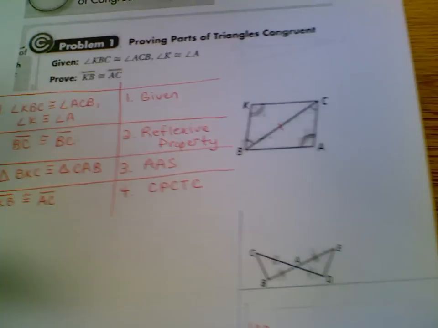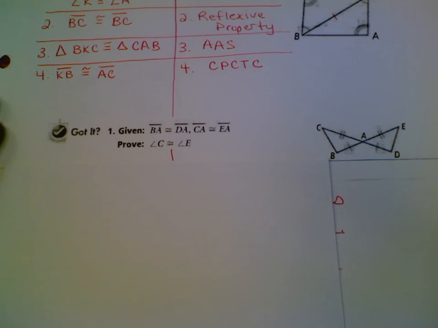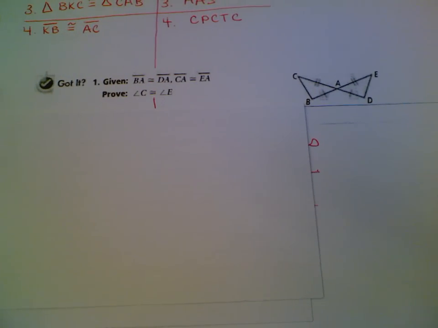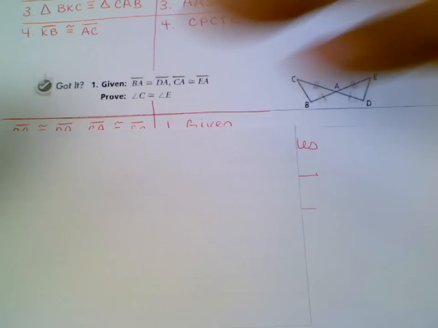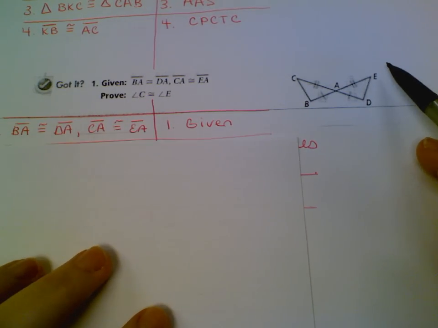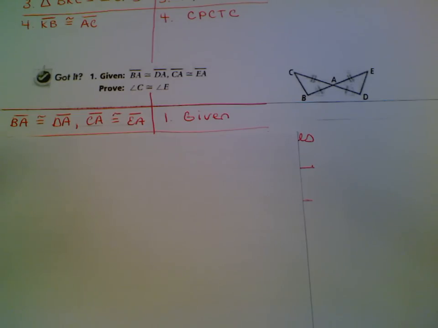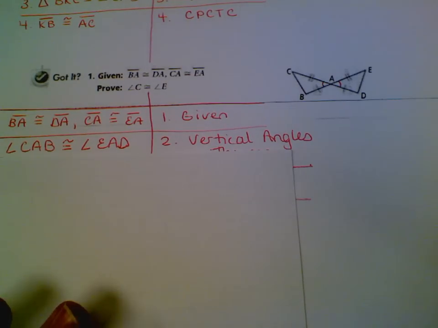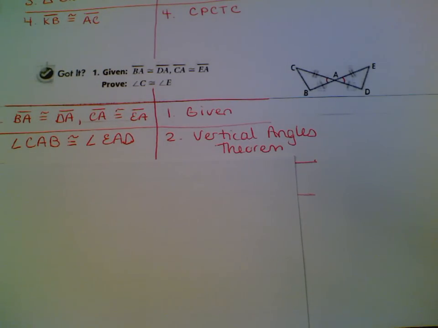Okay, let's take a look at the next one here. And since it's a got it question, I'm going to have you try that proof and see if you can come up with how to show C and E are congruent. Okay, so the first step is writing down your given. So they already marked it on my picture, so I don't have to do that part, and then that should be the first thing you wrote down. The next thing is, do I know anything else from my picture? Do I know anything else that is congruent? Yeah, I know that angle CAB is congruent to angle EAD because those are vertical angles. So I would say those two angles are congruent by vertical angles theorem.